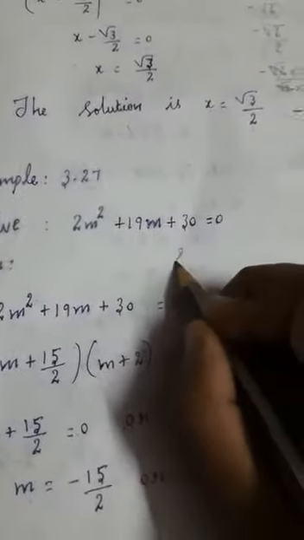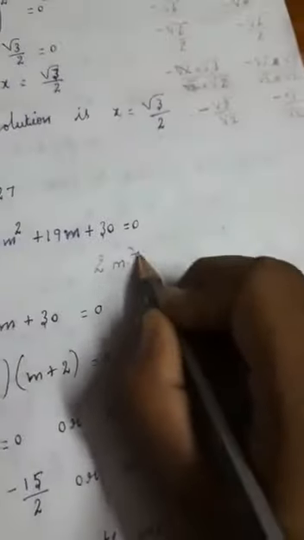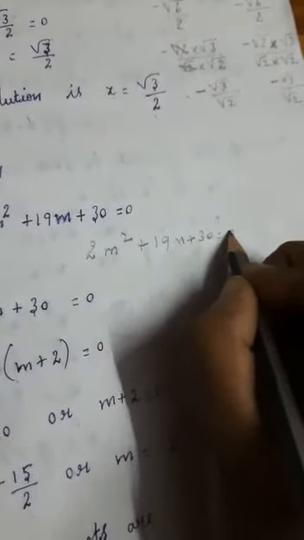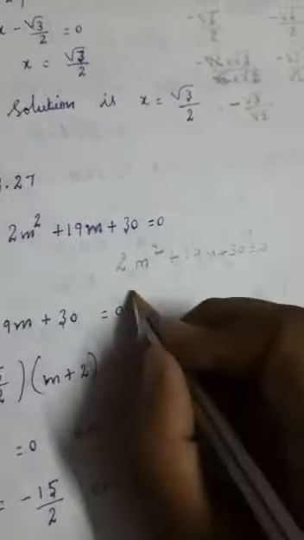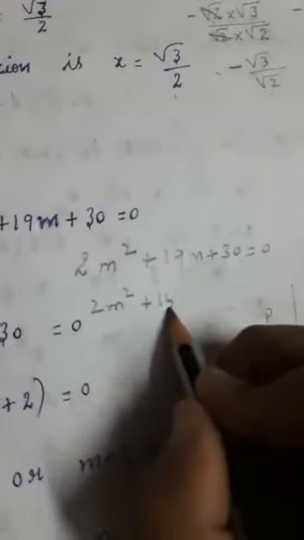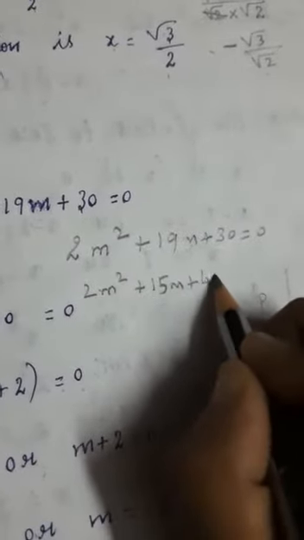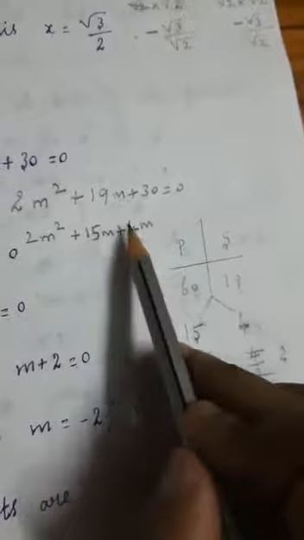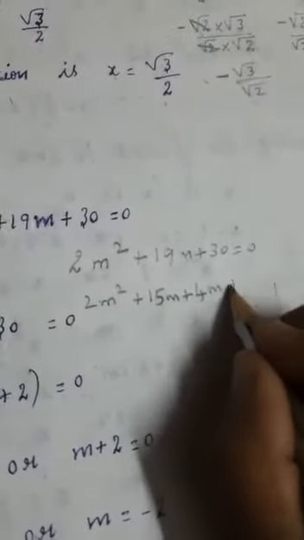So know that 2m² + 19m + 30 = 0. How to split this term? You know that 2m² plus which two terms? Only the 19m we have to split and write. So instead of 19m, you have got 15m plus 4m. Like that only we have got the factors. So for 19m, instead write 15m + 4m, plus 30.